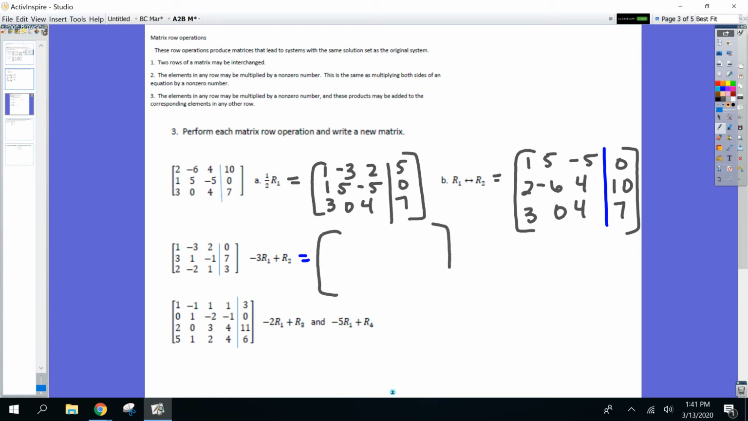First, let's read the rule together. We're going to take negative 3 and multiply it by everything in row 1. Then we're going to take whatever that number is and add it to row 2. Now the question is, what do I replace? And the answer is whatever row you are adding on. So I'm going to have a brand new row 2 here. Row 1 and 3 will remain the same. Whatever row you're adding, that's the row you replace.